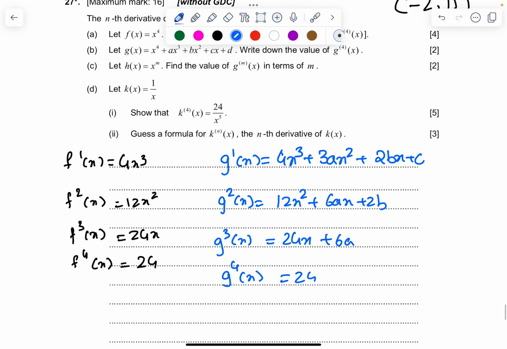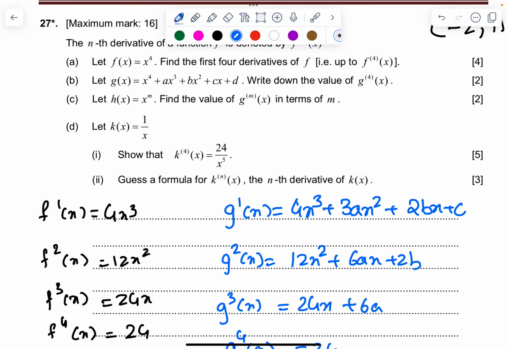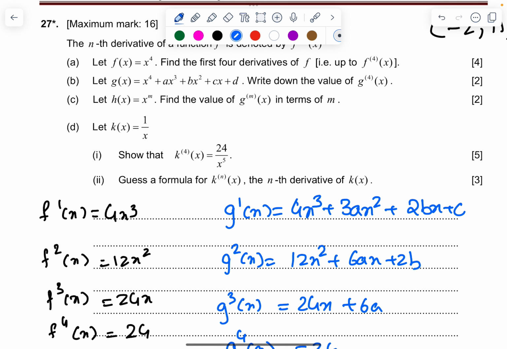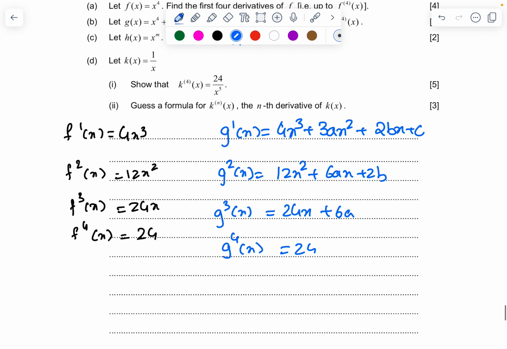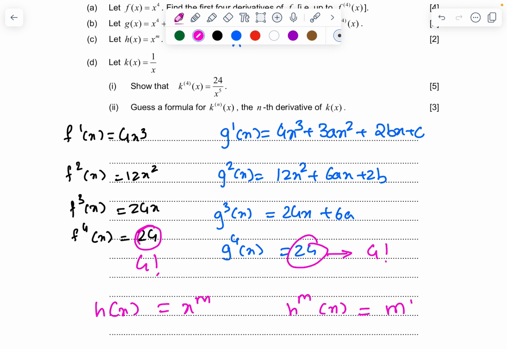Now h of x is x power m. Find the mth derivative of h of x in terms of m. This is the mth derivative. So we can clearly see that if the power is 4, the fourth derivative is 4 factorial. So if h of x equals x power m, the mth derivative is going to be nothing but m factorial. That's going to be the formula.